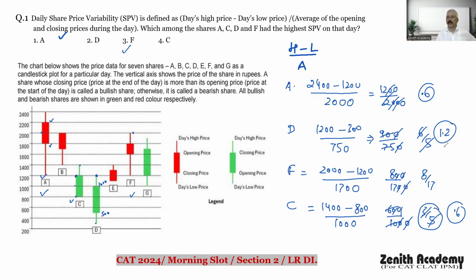D is 1.2. Which among the shares has the highest SPV? F is 8 by 17, which is less than 1. So the highest is 1.2, and this is D. So the answer is D.